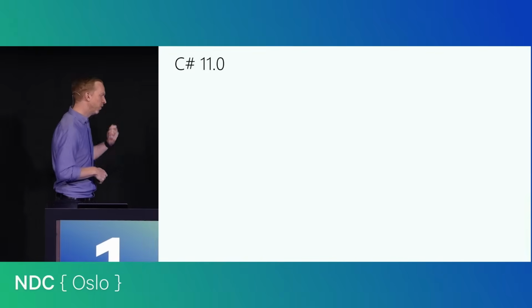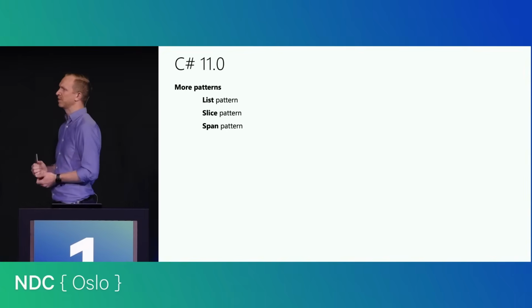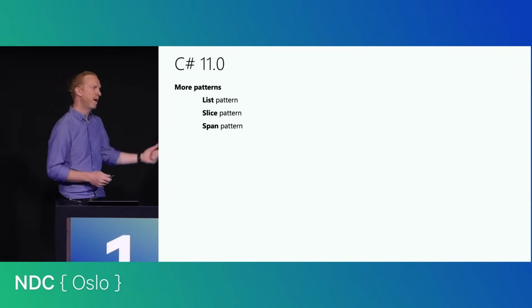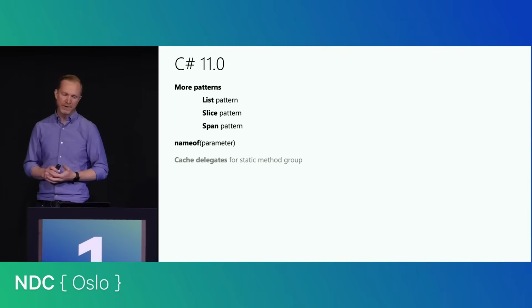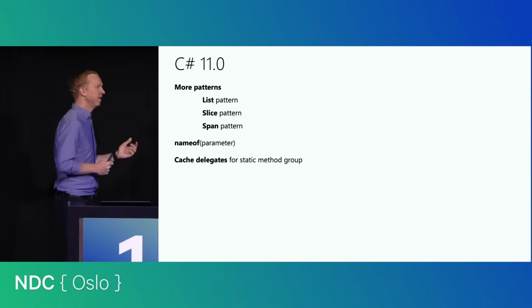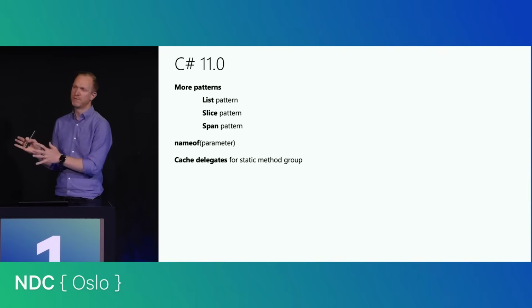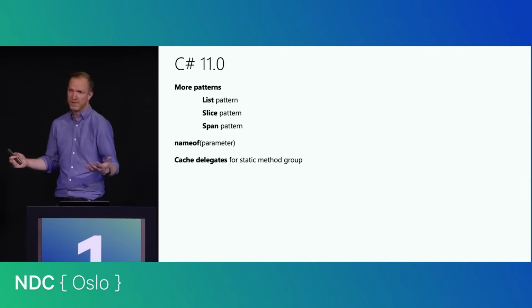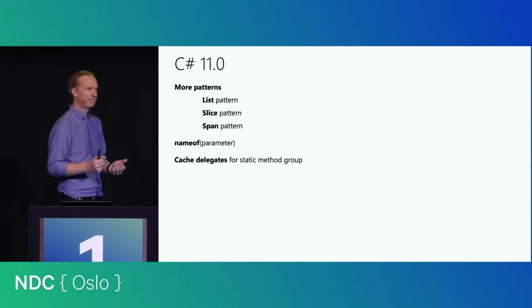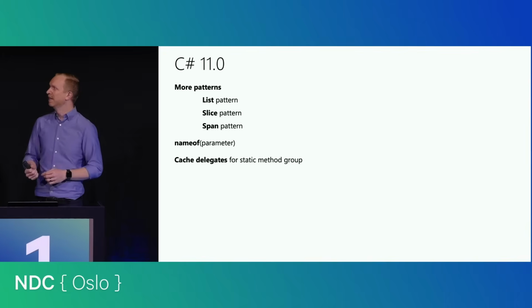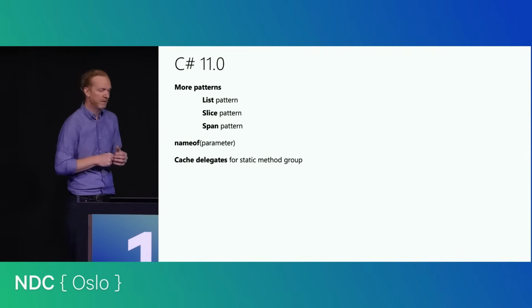So if we head over to C# 11, we got more patterns. They, again, build upon these language features that were introduced in earlier versions. They're adding a list pattern, a slice pattern, a span pattern, and of course, I'm going to show these as well. There's a nameof operator, and performance-wise, they're caching delegates for static method groups, which, for a long time, if you ran into this performance issue, was a little bit annoying that it just didn't do this by default. Some of these compiler improvements are probably not super easy to implement, but once they've done it, and there's a huge performance boost by just recompiling the application, I think that's quite nice.